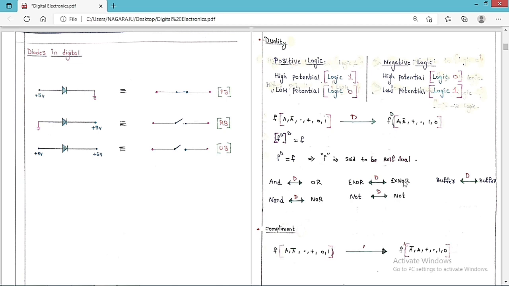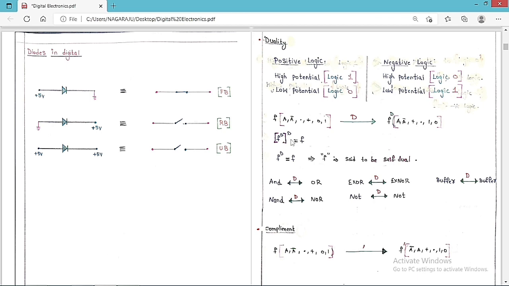So for XOR, if you apply duality on XOR, you are going to get XOR. NOT is NOT, buffer is buffer. This is the concept that you always have to understand. If you apply the duality, never change A, never change A bar, just change AND to OR, OR to AND, 0 to 1 and 1 to 0. This is the concept that you always have to remember.